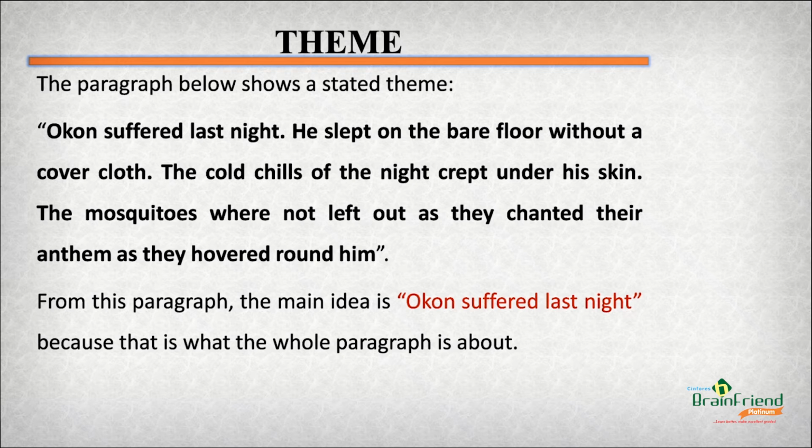Okon suffered last night. He slept on the bare floor without a cover cloth. The cold chills of the night crept under his skin. The mosquitoes were not left out as they chanted their anthem as they hovered round him. From this excerpt, we can see that the theme of the play is clearly stated by the author. All he said was that Okon suffered last night. So that is the theme of the play. That is the central idea.